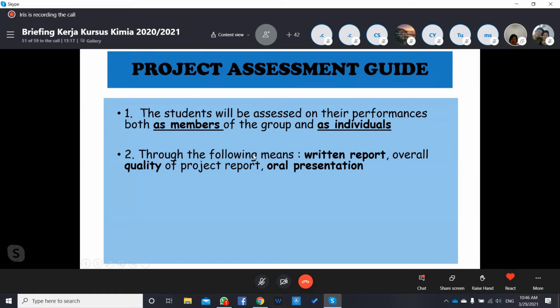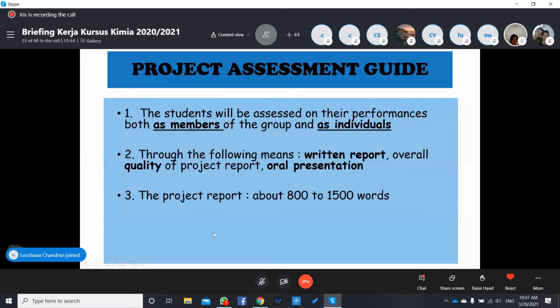Through the following means. Other than the process, we are also looking at the outcome. The outcome is through your written report that you are going to submit at the end of that process. The quality of your project report, whether it fulfills whatever is needed from the MPM, and also your Viva or oral presentation. Everyone must speak. That's why that is individual.